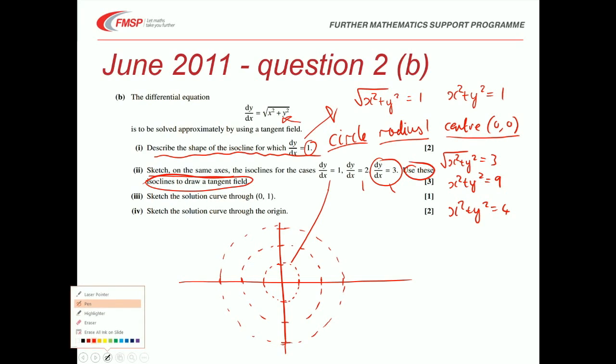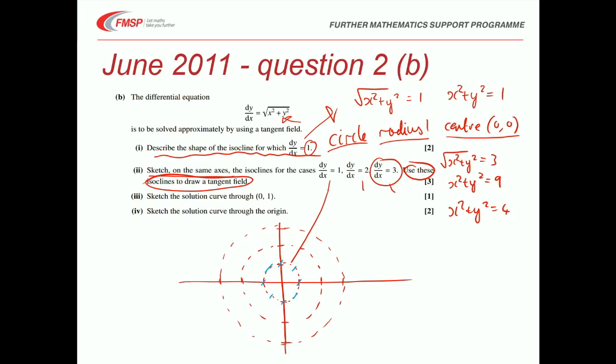So let me change colour for this. I'm going to draw the tangent field in a bluey colour. I know everything on the first curve I drew would have to have a gradient of 1, which is precisely 45 degrees. It's quite hard to force your brain to focus on getting these angles right, but think about what 45 degrees means.